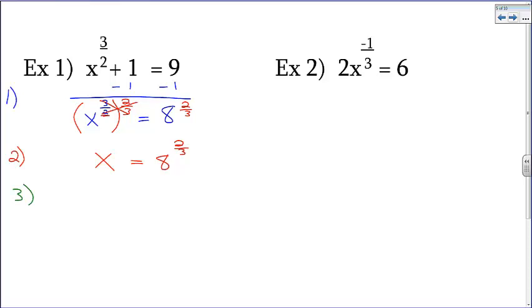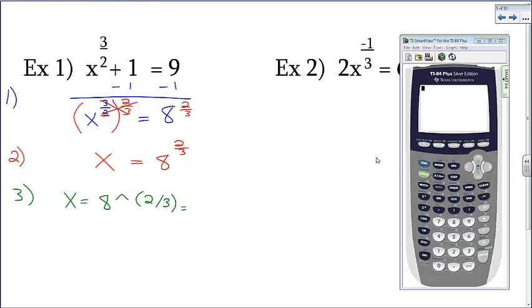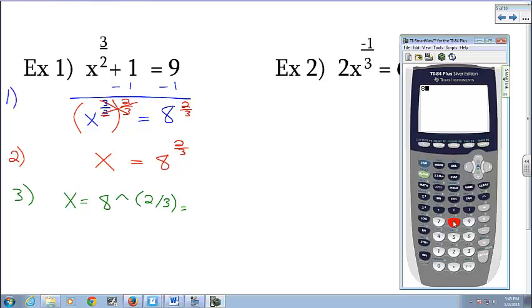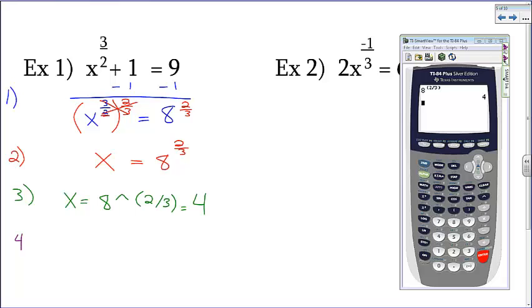Next, I'm going to write my calculator notation and input the right side into my calculator. This will allow me to get a definitive value for x. So note, I have 8 to the 2/3 power is 8 caret parentheses 2 divided by 3 close parentheses. I'm going to enter this into my calculator, and I should come out to a value equal to 4. So I have a value x equal to 4.